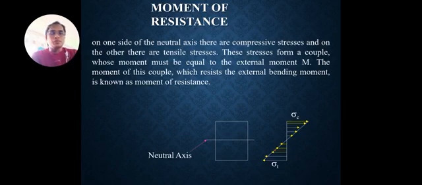Moment of resistance. On one side of the neutral axis there are compressive stresses, on the other there are tensile stresses. These stresses form a couple whose moment must be equal to the external moment M. Then the moment of this couple which resists the external bending moment is known as the moment of resistance.